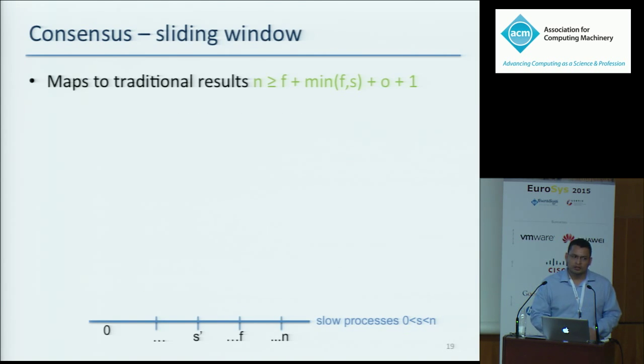Another interesting result in the Visigoth model is that it provides you a sliding window between the traditional models. First, let's just consider crash faults. The x-axis here shows the number of slow processes that one can see in the system. For s equal to 0, no process can be slow, so you are in a synchronous model. For s equal to n, all processes can be slow, so therefore the system is fully asynchronous.